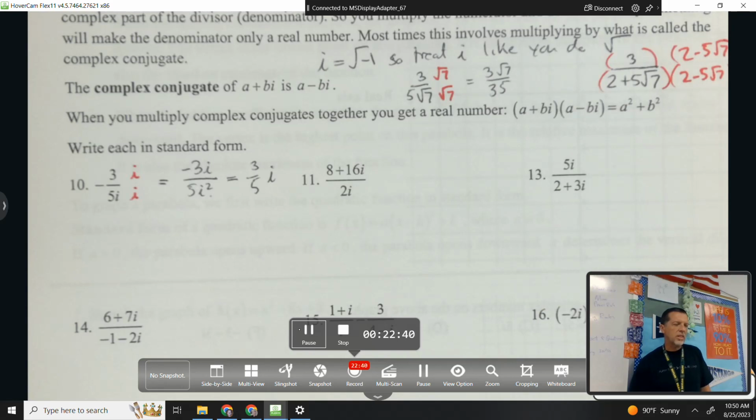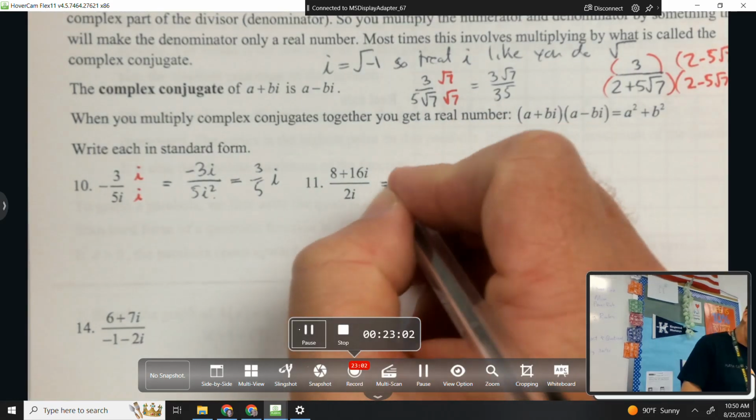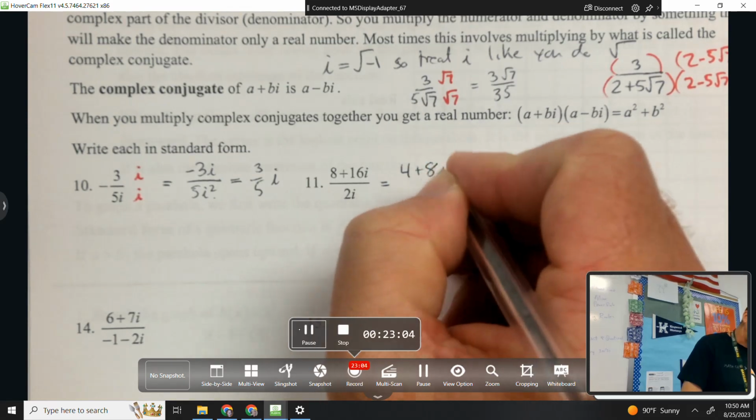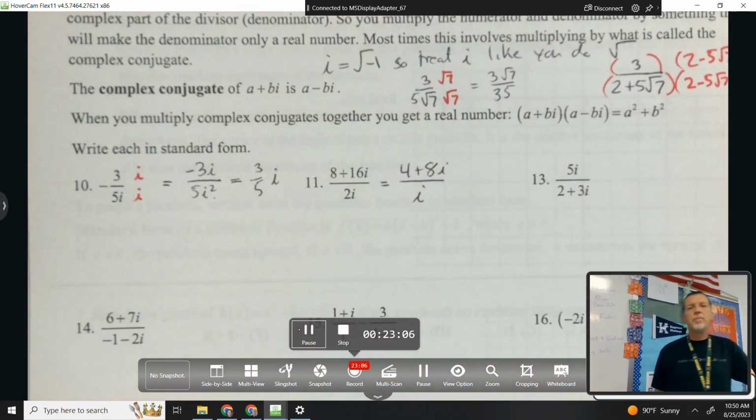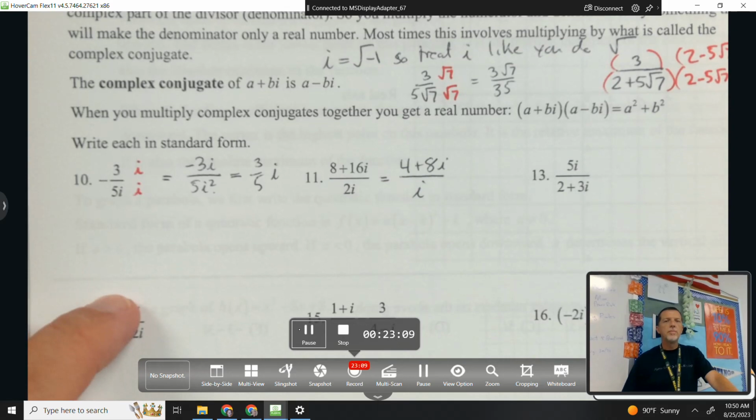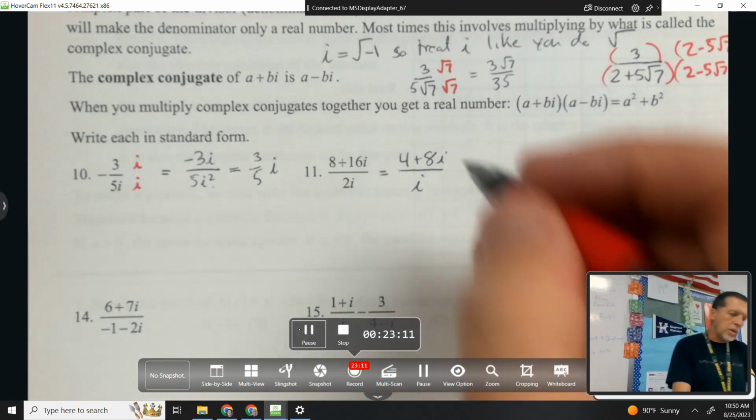Number 11. I think I did it the long way around first last period. What do you want to do first on number 11? Okay, so I jumped in with fixing the i's and my brain didn't even see the fact that I could just reduce everything by 2. So I think that would make life a little easier. So let's do that. Then we can multiply top and bottom by i.